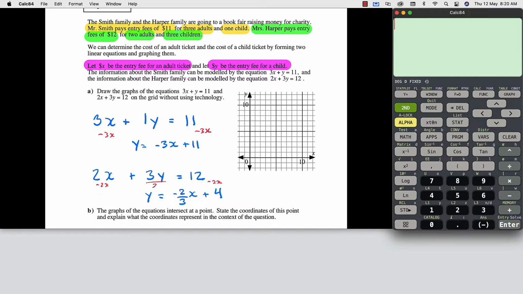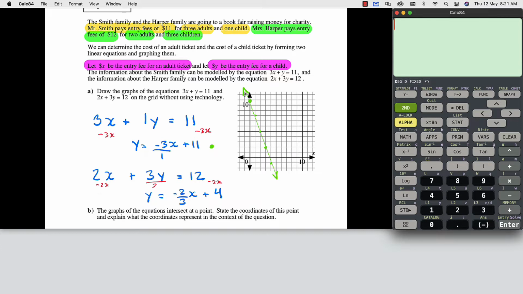Okay, so I'm going to make this first line green. I know I got a y-intercept at 11, and the slope is down 3, right 1. So I'm going to go down 3, right 1, down 3, right 1, and keep going. And I will get a line that goes through all those points and would continue on forever in both directions.